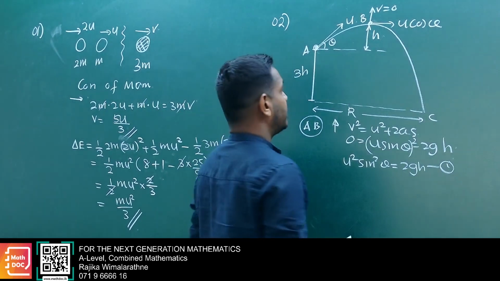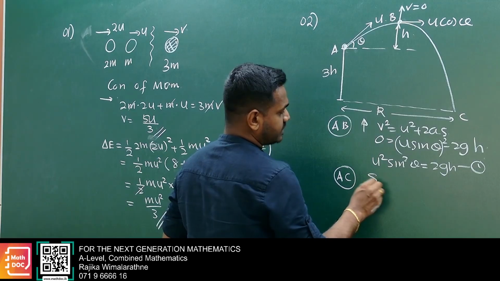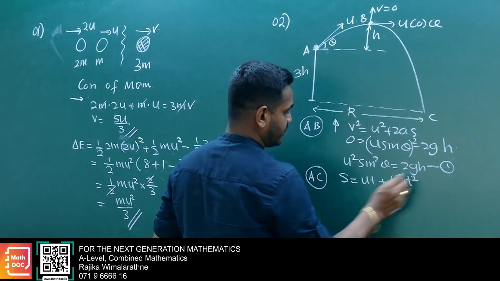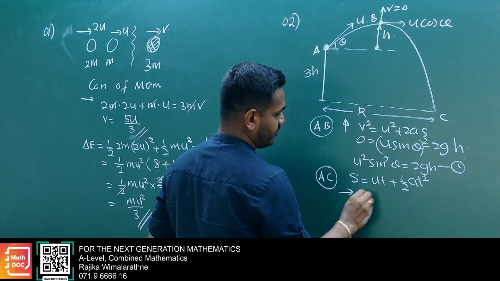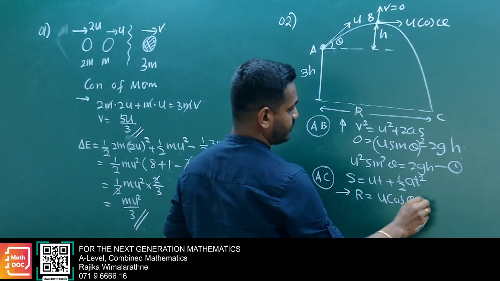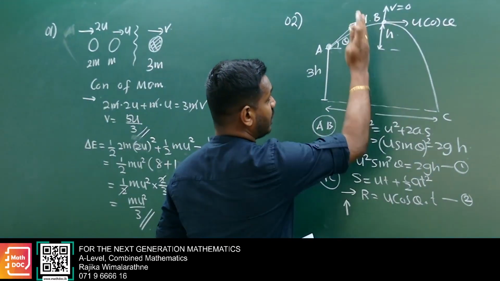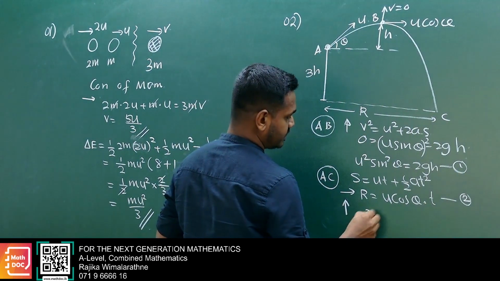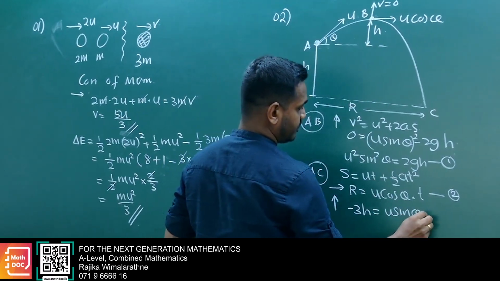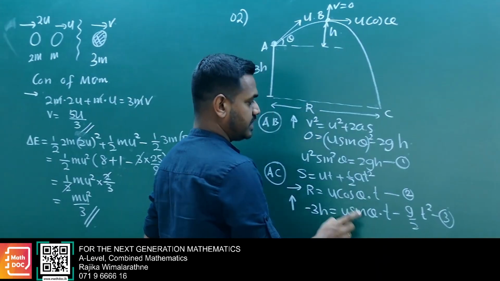Okay. Then for AC motion, use s equals ut plus half at squared. Horizontally, r equals u cos theta times t, second equation. Then vertically, the downward displacement is minus 3h equals u sin theta times t minus g over 2 t squared. Here the third equation.